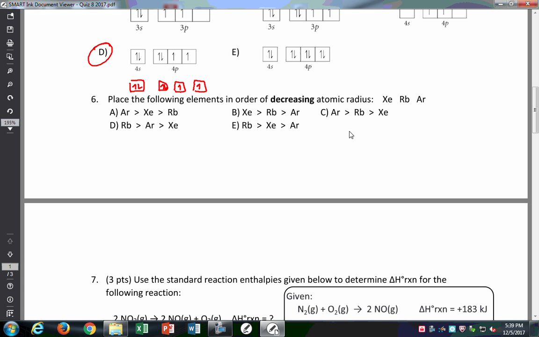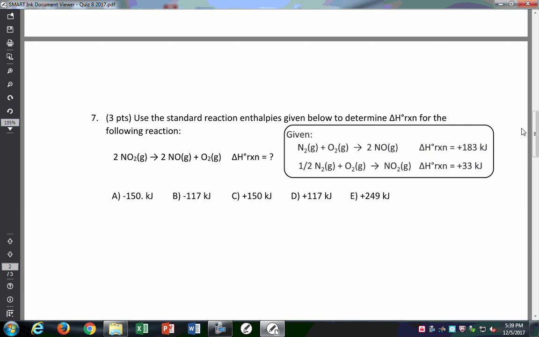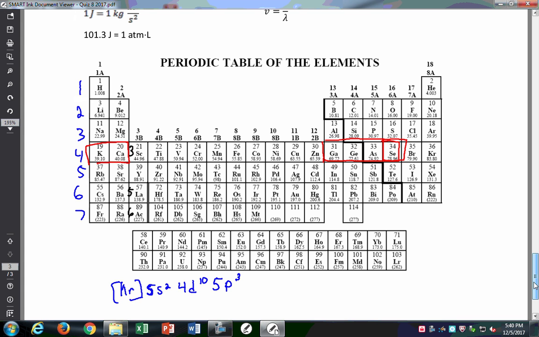Here we're looking at atomic radius. So again, we want decreasing, so biggest to smallest. So let's look at our periodic table again. And we are looking at rubidium, 37, comparing that to xenon, comparing that to argon.